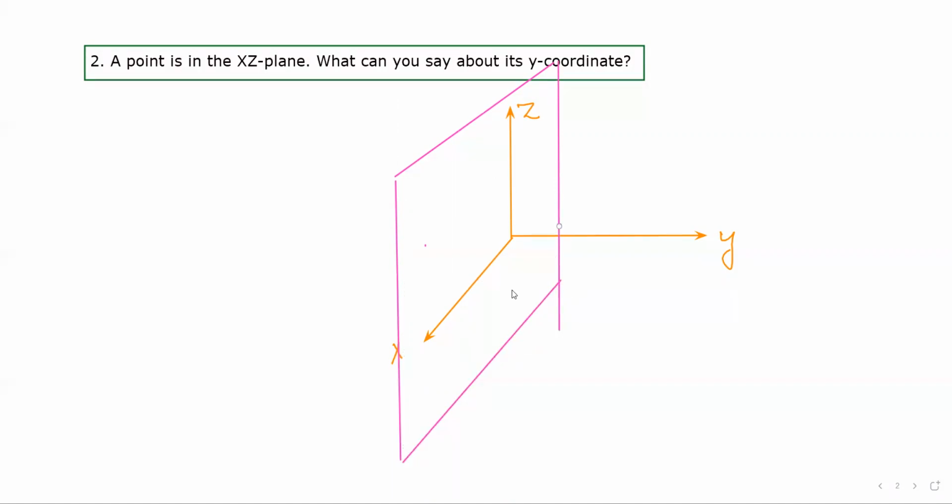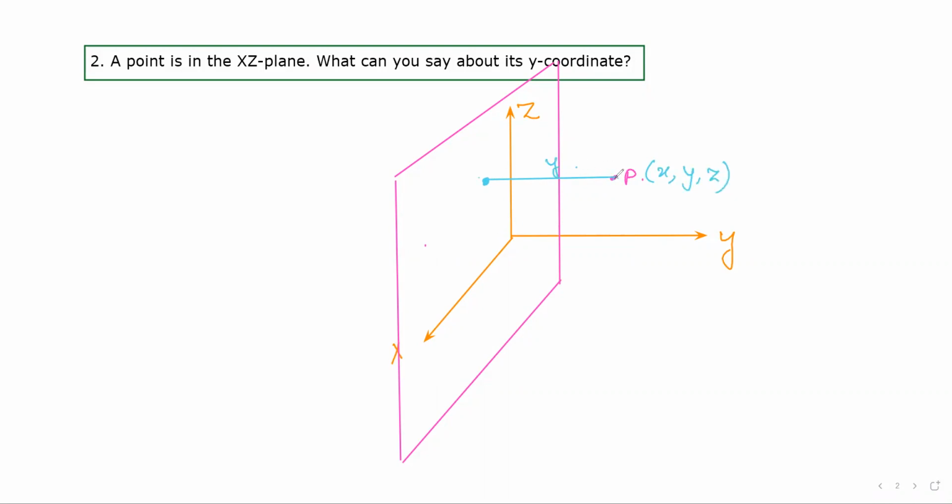Any point in this plane will definitely have a z coordinate and an x coordinate. However, your y coordinate becomes 0. So if you have a point over here in space P, and you draw a perpendicular from this point on your xz plane, it will look something like this. This is a perpendicular drawn from this point P on the xz plane. It is touching the plane at this particular point. For this particular point, the coordinates are x, y, and z. This distance is its y coordinate.